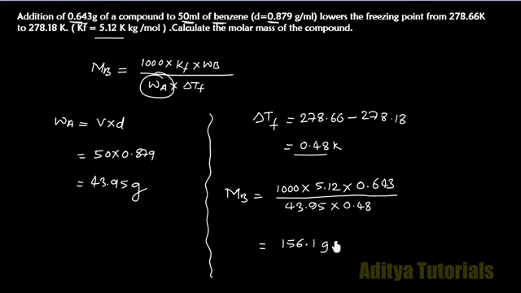And then we get here 156.1 grams per mole. This is the molecular mass of the solute which is added to 50 ml of benzene, and by that the freezing point of benzene changes from 278.66 Kelvin to 278.18 Kelvin. Okay, hope you understood this problem, students.